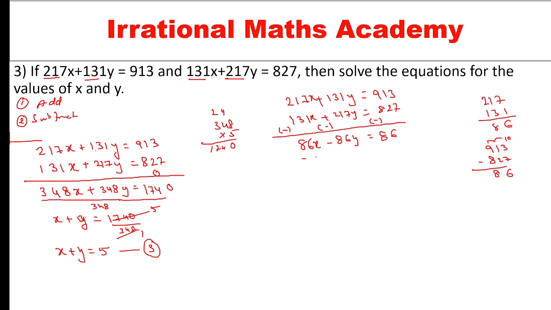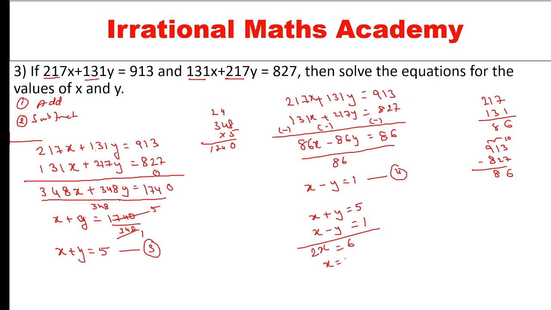So one thing you do is divide this whole equation with 86. So what will you get here? x minus y equal to 1. Take this one as equation 4. Now you solve equation 3 and equation 4. So x plus y equal to 5, x minus y equal to 1. Add these two equations. 2x, plus y and minus y get cancelled, and 6 on the right. 2x equal to 6, x equal to 6 by 2, 3.